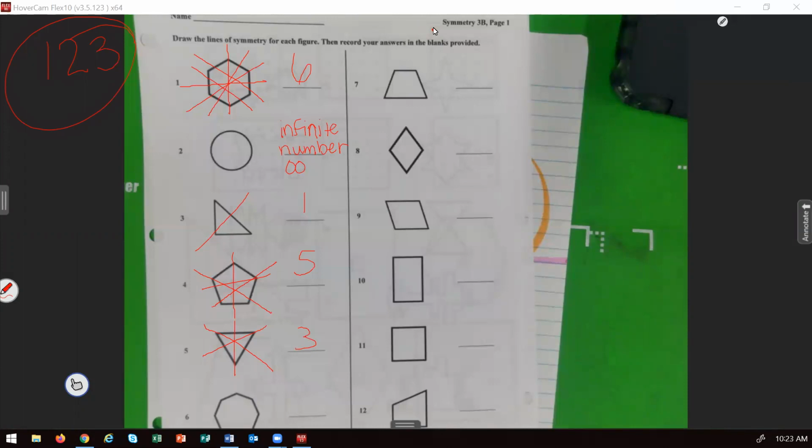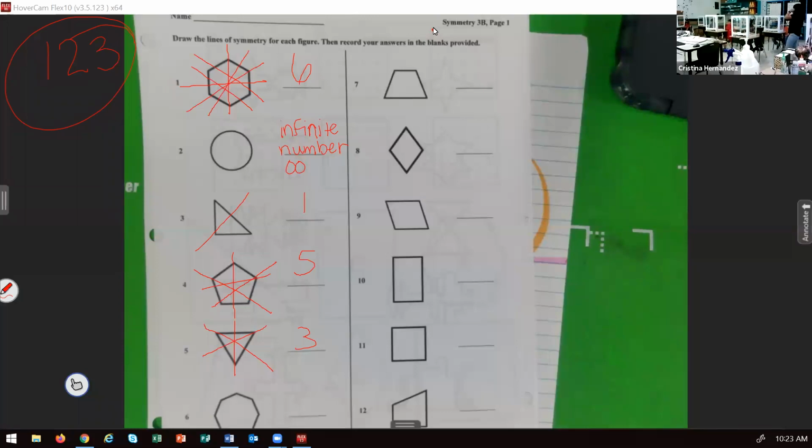And it's a hexagon. What is the name for a figure with 8 sides? Octagon. An octagon. So how many lines of symmetry is an octagon going to have? 8. 1, 2, 3, 4. I can't draw them, but there are 8 lines of symmetry there.